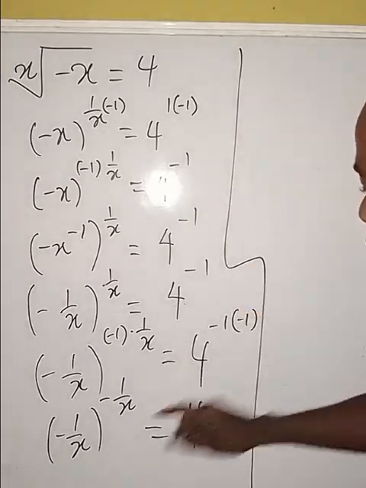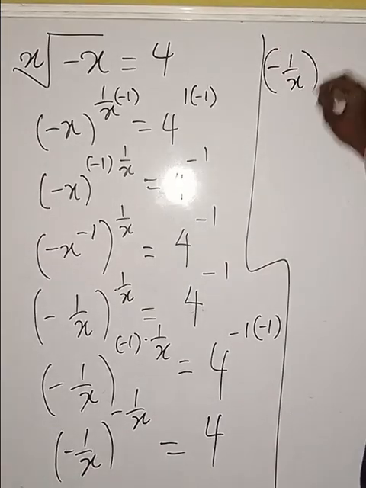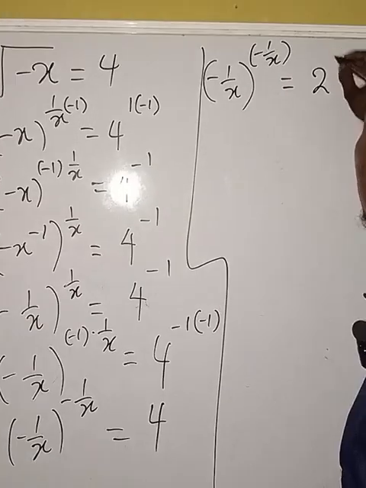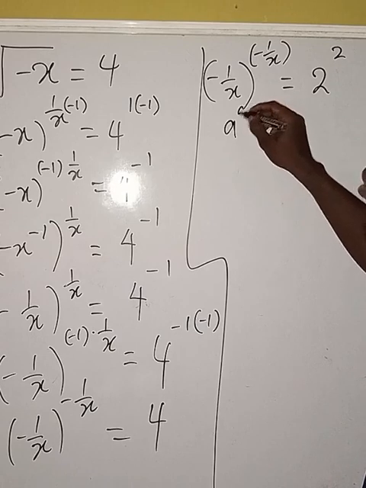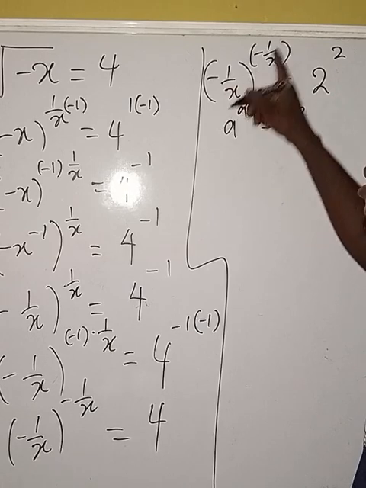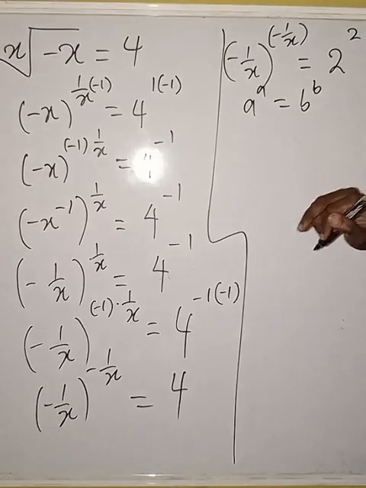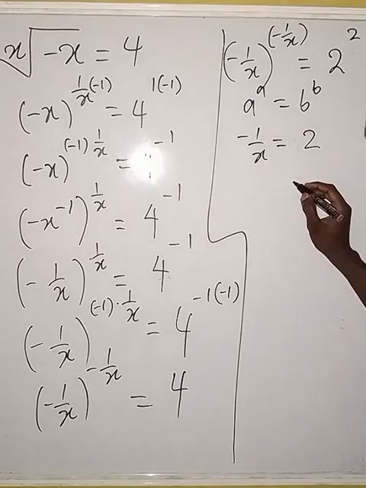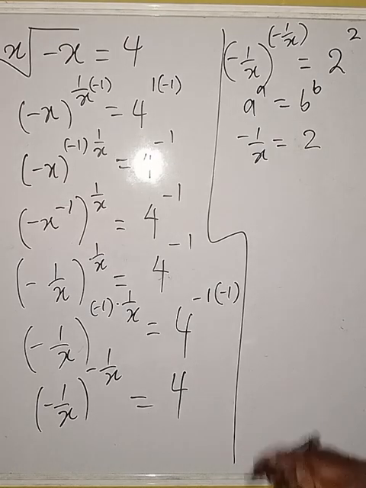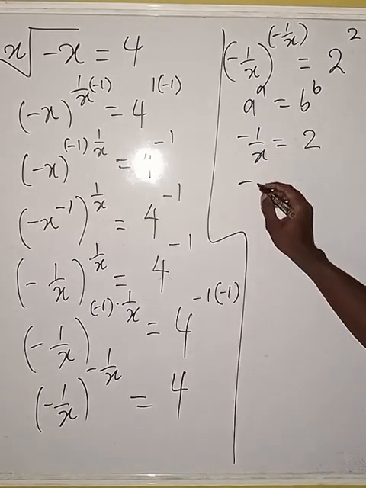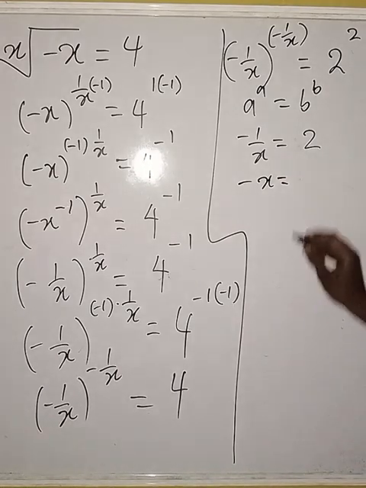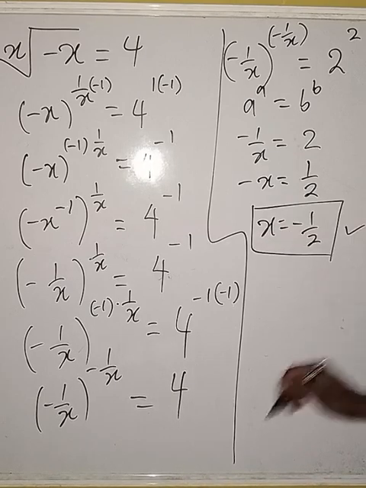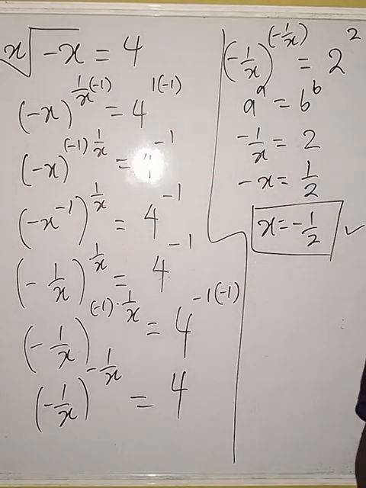Are you following? So now from there you can see we have this minus 1 over x to the power of minus 1 over x, then equals, I can write this 4 as 2 to the power of 2. So you can see now we have something like a to the power of a and b to the power of b, the base and power the same. Then here also, so it shows that you're going to have minus 1 over x equals 2. Are you getting it now? Then try to cross multiply or take the reciprocal of both sides. So it's going to be minus x over 1 equals 1 over 2, then x is going to be minus 1 over 2. So therefore we have the value of x to be minus 1 over 2.